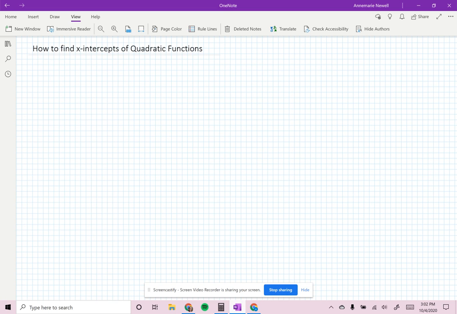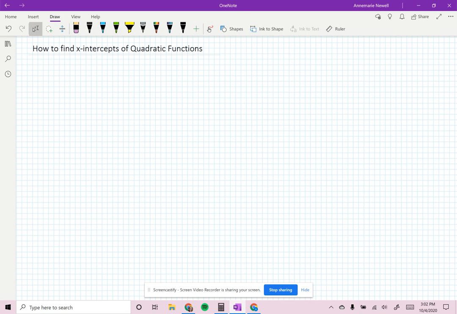Hey everyone, we need to remind ourselves how to find x-intercepts of a quadratic function. So you need to think to yourself, where on the graph do x-intercepts occur? Well, they're on the x-axis. Well, what's the function value? The function value is 0. So anytime we find the x-intercepts, the equation needs to be set equal to 0.